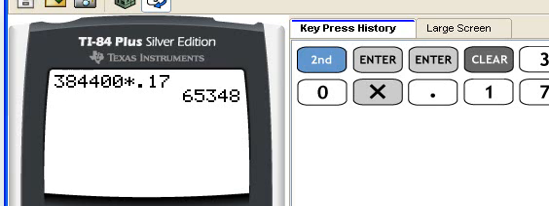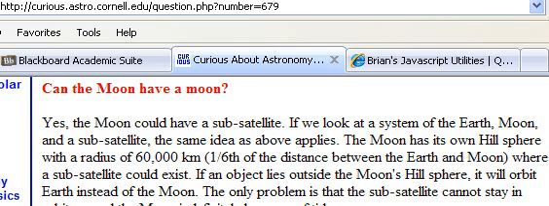I found a reference on the internet that looks as follows. So here at this question and answer website, curious.astro.cornell and so on, you can see that they posted 60,000 kilometers, and they call it the Hill sphere, and they explain the Hill sphere as being under the influence of one body rather than the other. So that coincides with the number that I came up with.